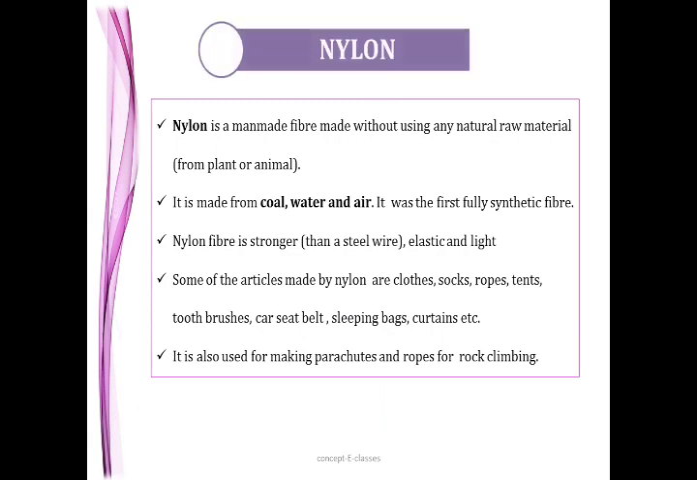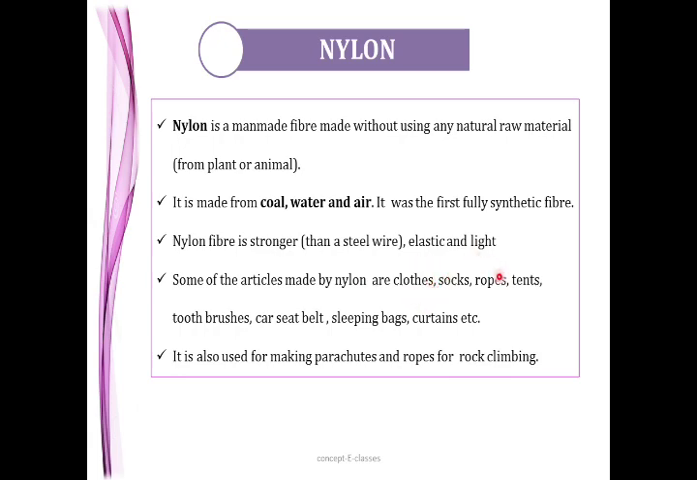Now the second synthetic fiber, that is nylon. Nylon is a man-made fiber made without using any natural raw material. Means from plants and animals they have not taken anything to make nylon, because it is a fully synthetic fiber. It is made from coal, water and air. Note the point, it was the first fully synthetic fiber. The properties are that nylon fiber is stronger than steel wire, and it is elastic and light.